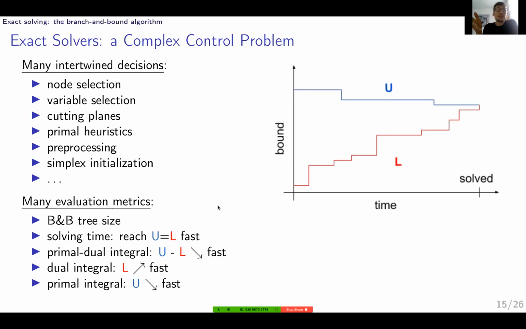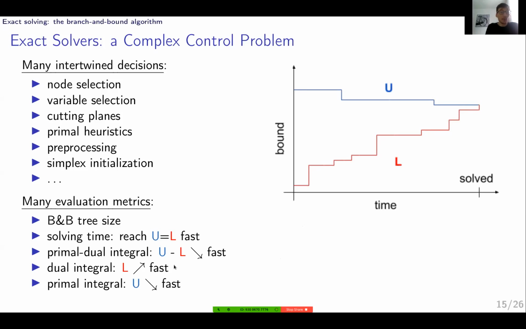Something specific also to exact solvers is that there is no clear way to say which decisions are good, because there exist many evaluation metrics. One very natural metric is solving time. You want to solve your problems to optimality as fast as possible. That's a very natural metric for solvers, but sometimes it's not a good metric. If the problem that you're interested in would take a month to solve, then there is no way you're going to solve it in practice. So maybe you don't want to minimize the solving time, but instead you just want to close what's called the primal-dual integral. You want to make the upper and lower bound meet as fast as possible in, say, 1 hour of time.